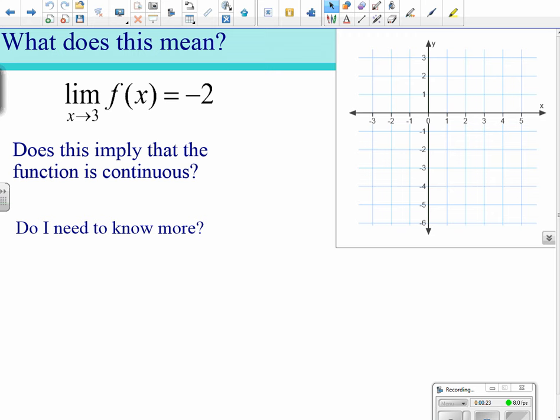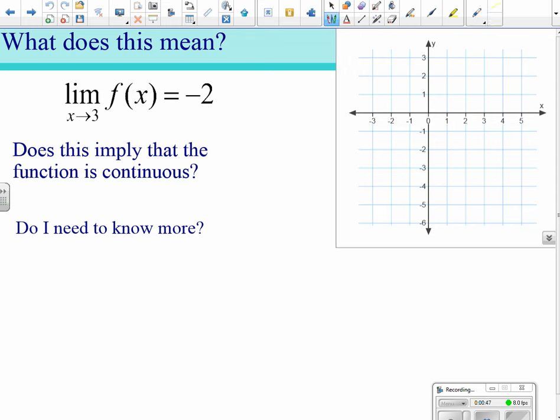So what does this mean? The limit as x approaches 3 of f of x is equal to -2. When I look at that, it's telling me the limit as I get close to 3 is going to end up at a height of -2. Does that imply that the function is continuous? Or do I possibly need to know more?